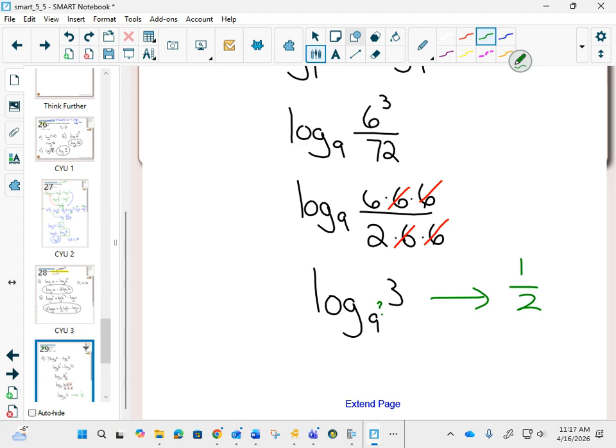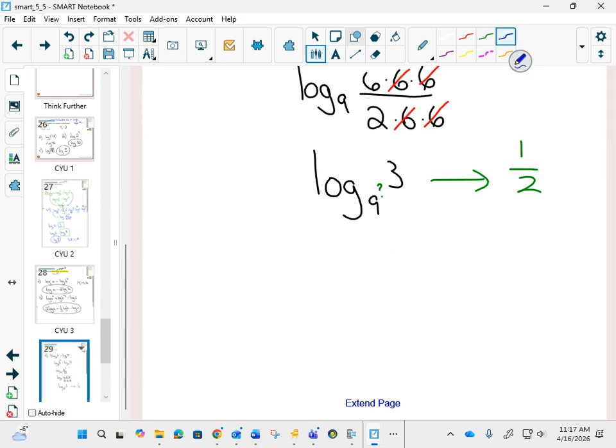Remember, an exponent of a half is the same as a square root. Is the square root of 9 3? Yes. But would my brain see that half? If it doesn't, we go to our technique that we were doing the other day. I want to solve this. I am going to introduce the variable x and let x equal log 9 of 3.